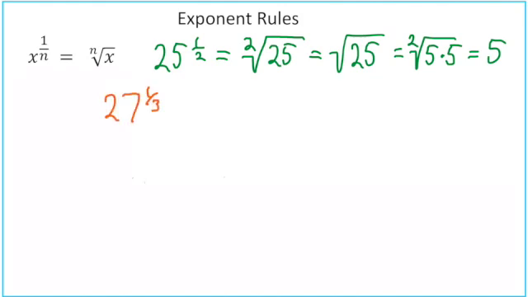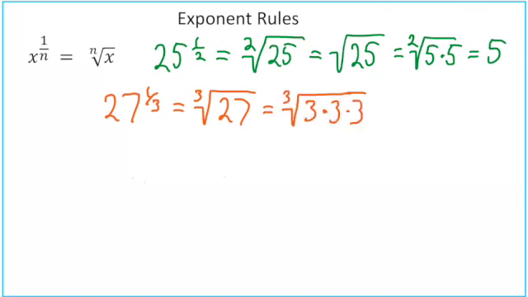Let's try another one. 27 to the 1/3 power. This can be rewritten as third root of 27. We also call this a cube root. If we want to take a look at how to simplify this, we would go ahead and break down the 27 into 3 times 3 times 3. So the 3 on the outside of the root tells us we need 3 of something to simplify it. So that becomes 3 as an answer. This is the opposite idea of 3 cubed equals 27. The third root of 27 is 3.